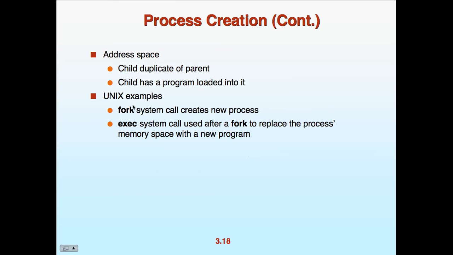Here's the Unix example. The fork system call is used to create a new process. The exec system call is used after a fork to replace the process's memory with a new program. Exec is kind of like a fork, but it's lightweight. It doesn't even create a copy of anything. It's just used to run a program and then come back. And these are the commands you're actually using in the assignment.